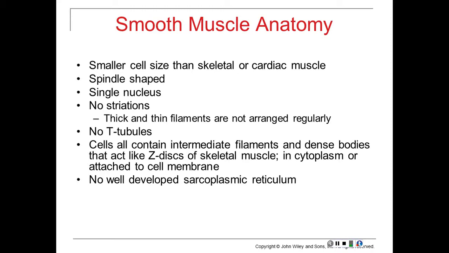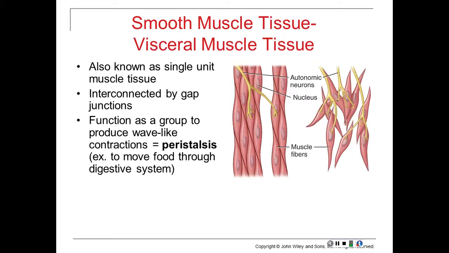There are no T-tubules. They do contain intermediate filaments and dense bodies that act like a Z-disc, and those are within the cytoplasm attached to the cell membrane. They also don't have a well-developed sarcoplasmic reticulum. So their overall arrangement is very different from the skeletal muscle that we were just going through. Here you can see what I mean by their spindle shape. They are known as single-unit muscle tissue. They're interconnected through special gap junctions, and again, they produce more of a wave-like contraction.